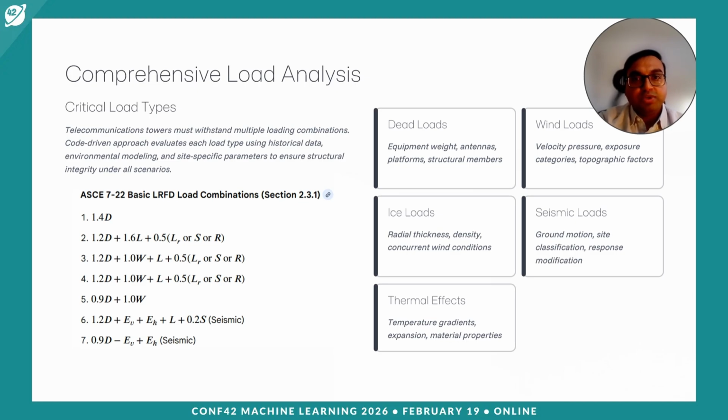Thermal effects, while sometimes overlooked, can introduce significant stresses in constrained members, especially in guyed towers and long monopole sections with large temperature differentials. The key point for this audience is that each of these load types generates a large volume of site-specific data. Structuring and analyzing this data at scale is where machine learning and analytics begin to add value.